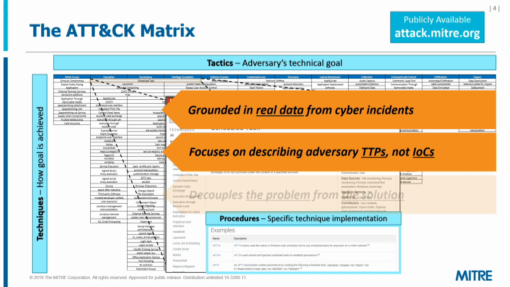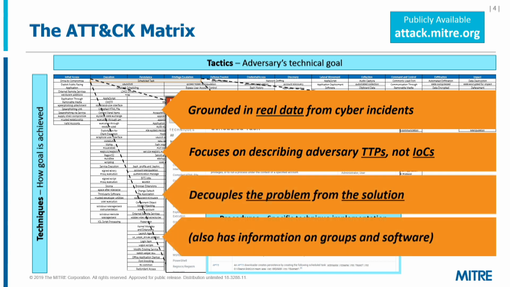I don't want to spend too much time talking about the ATT&CK framework itself, but a couple of the key points that really underlie ATT&CK are that first, it's grounded in real data from cyber incidents. It's not a theoretical framework. Everything in ATT&CK is either common knowledge or stuff we've seen adversaries doing in the wild. The second big point is that it focuses on describing the adversary's TTPs and not the specific IOCs that we should look for.